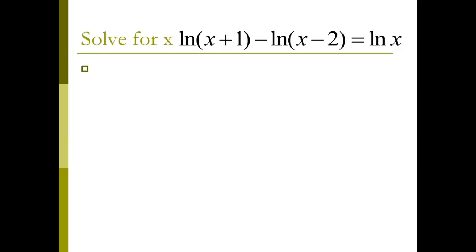Alright, this is the last example for the chapter. We're going to do something similar here. I'm going to start by combining my natural logs, and since we are subtracting, and we're going to combine them, we'll get a quotient, or a division.